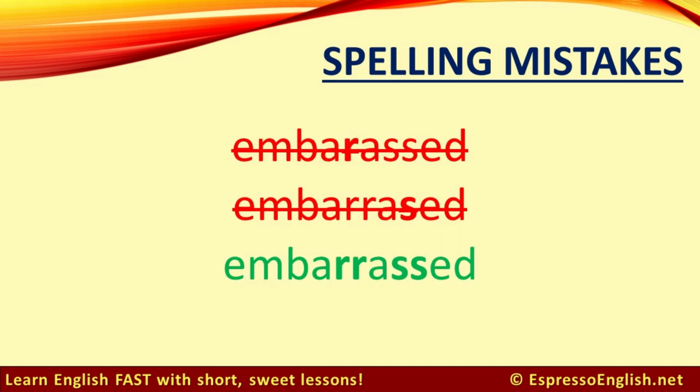If you make a mistake, you might be embarrassed. The word embarrassed has 2 R's and 2 S's. That's true for the word embarrassed and embarrassing. All of them have 2 R's and 2 S's.